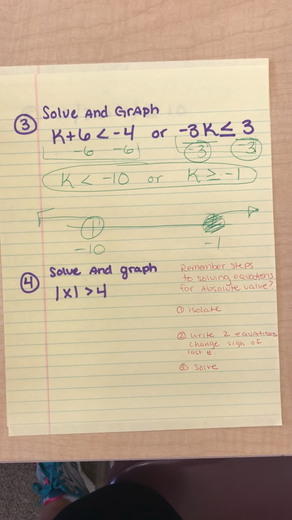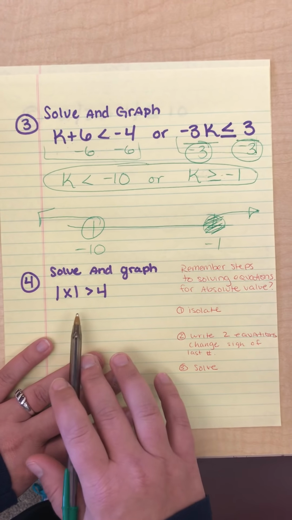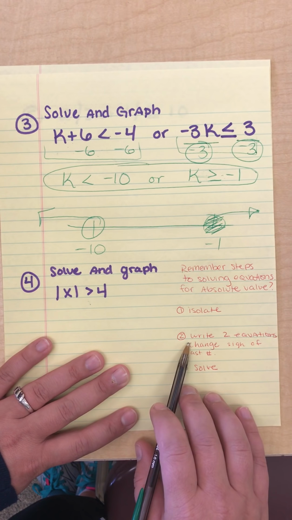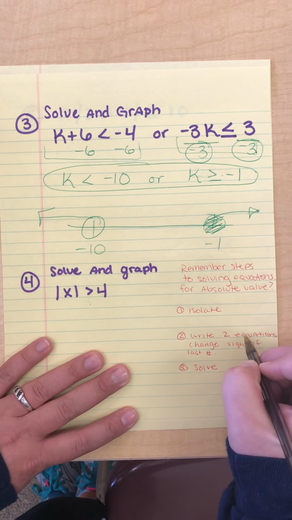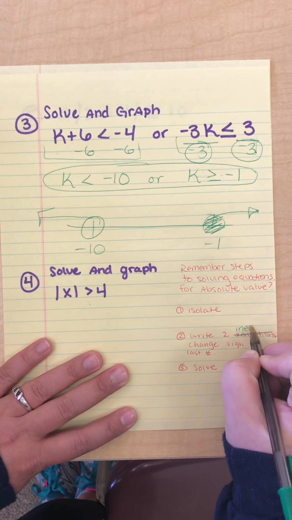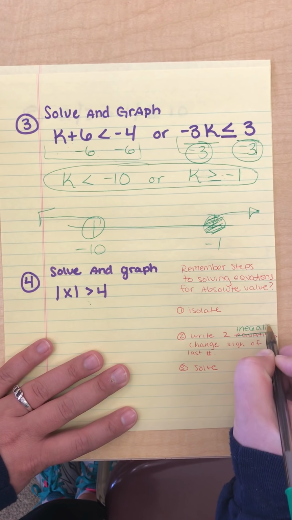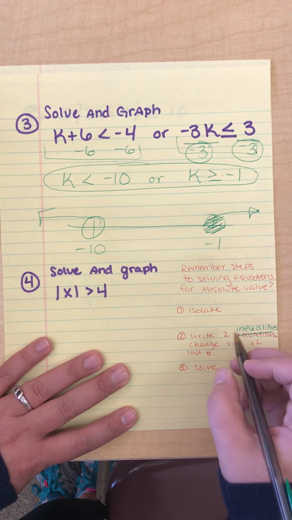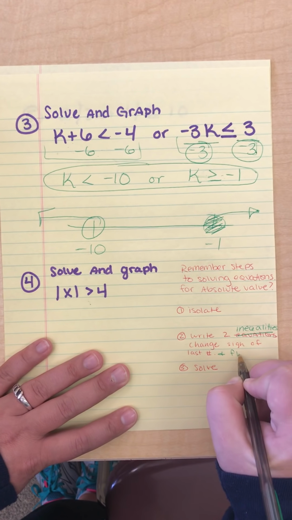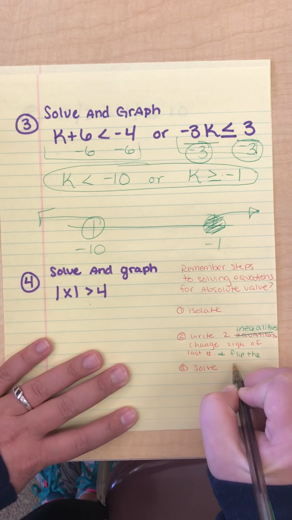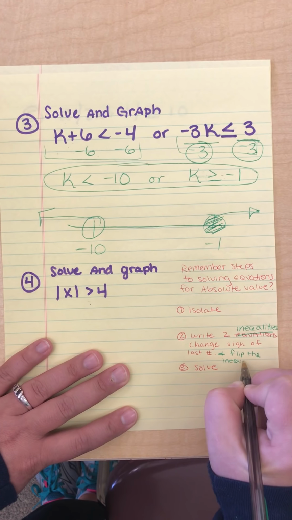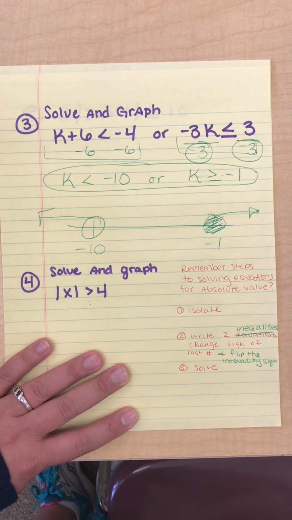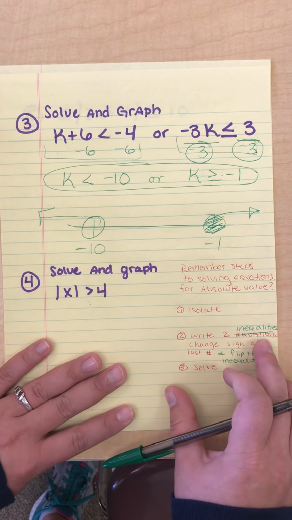Okay, this is going to work really, really similar when we're doing absolute value inequalities. The only thing that's going to change is this second step right here. We're going to write 2 inequalities. We're going to change the sign of the last number and flip the inequality sign in one of the inequalities.